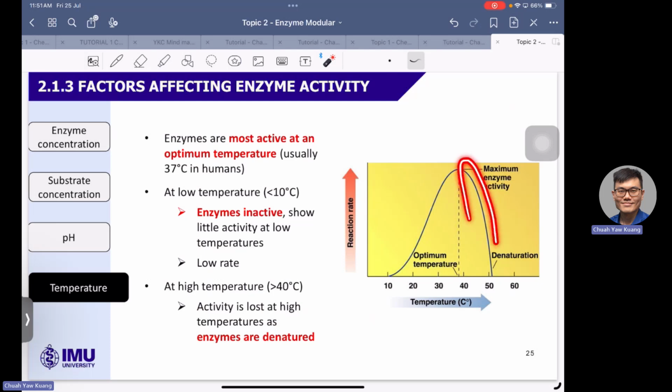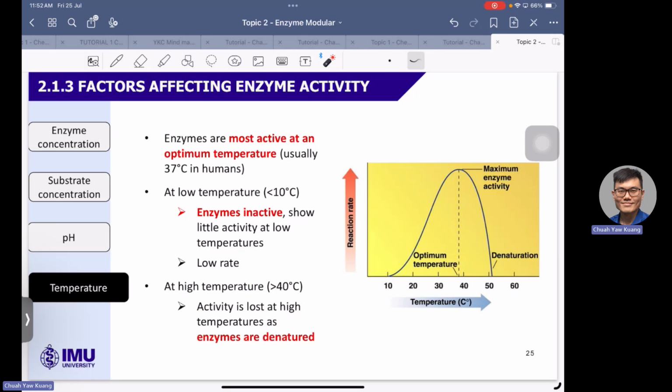Then after the optimum temperature, further increase in the temperature will drastically decrease the rate of reaction. Why? Because further increasing the temperature after the optimum temperature is going to cause denaturation of the enzyme. So that's why the rate of reaction will drop drastically.